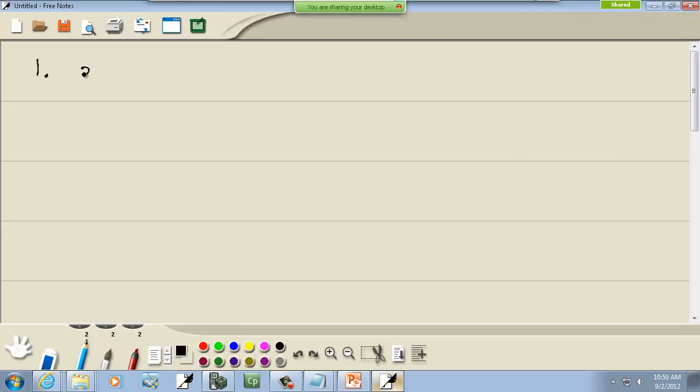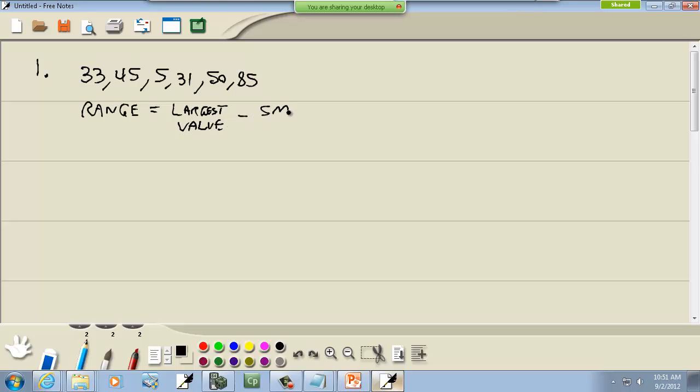We have 33, 45, 5, 31, 50, and 85. Now range, remember, is our largest value minus our smallest value. Well, if my largest value is 85, which is in this example here, our smallest value is 5. So the range would be 80.